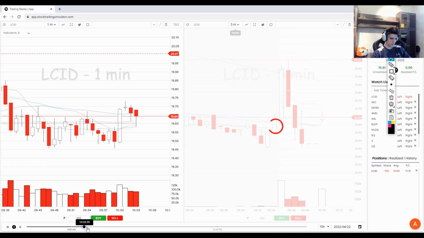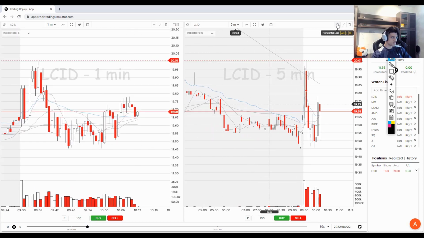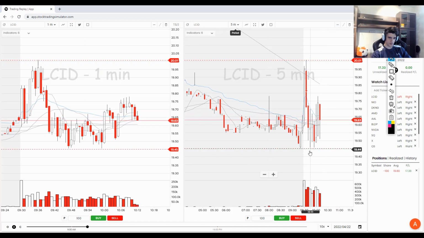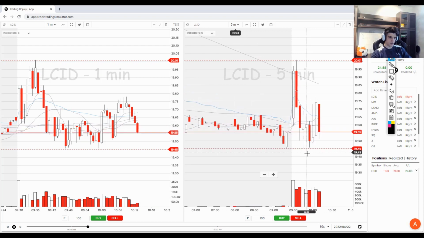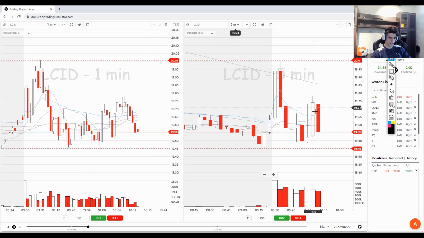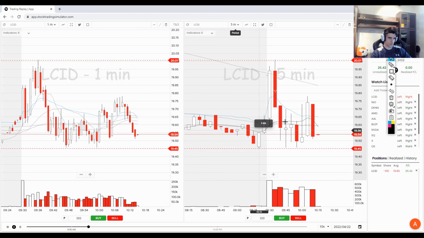Let's go forward slightly, and there it is. So if you zoom this thing out, you could see that there is the breakout area on LCID to the short side around $19.50. The stock was chopping in a range around here, and closer to 10:15 it started selling off for the break of the low of the day.